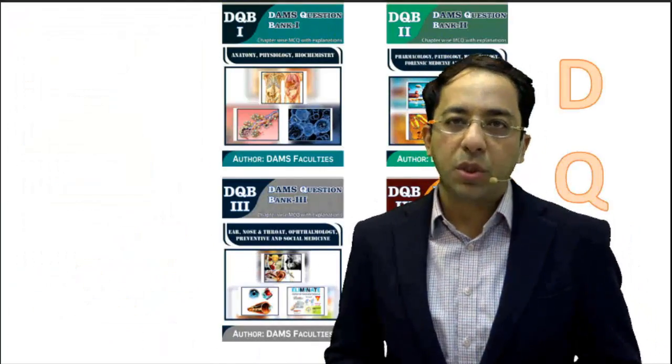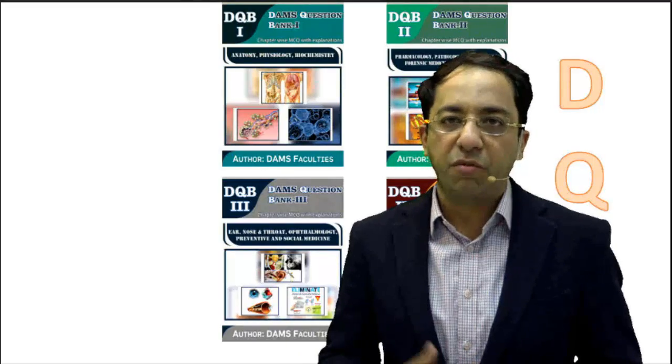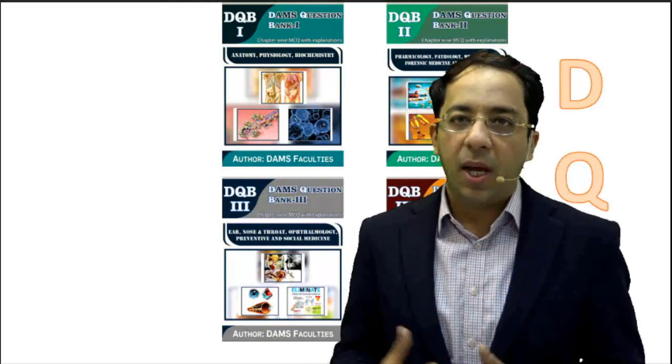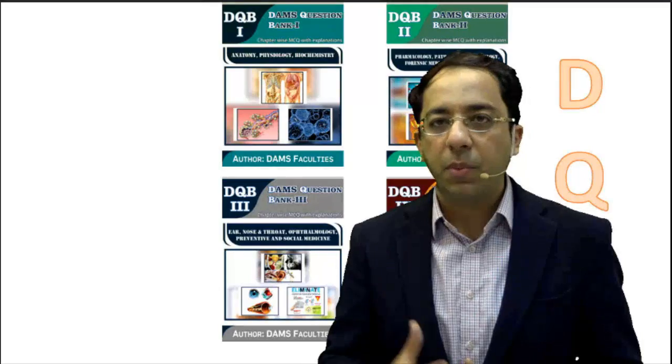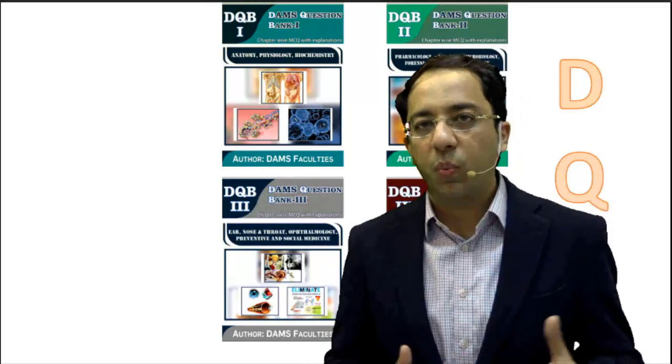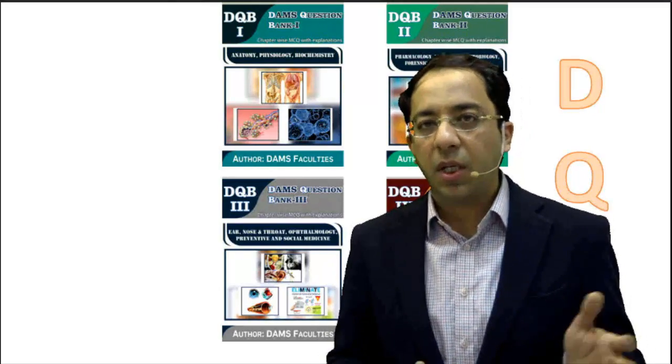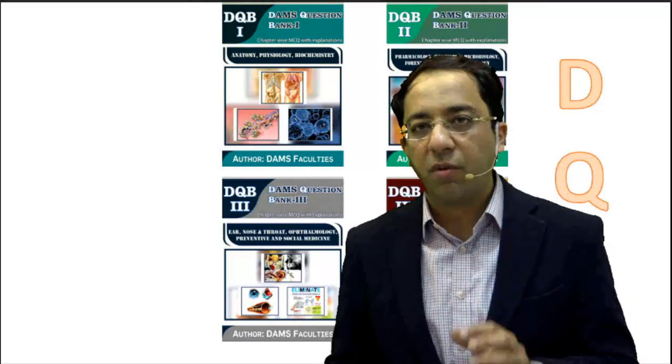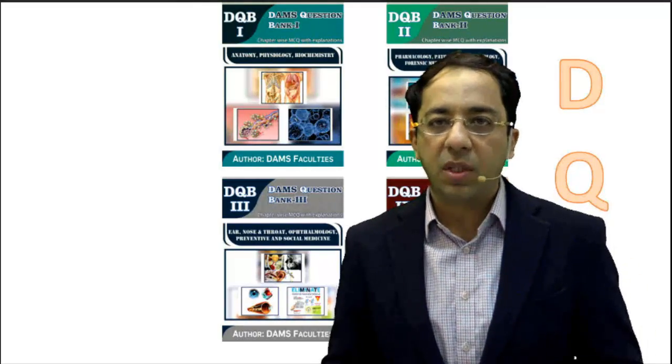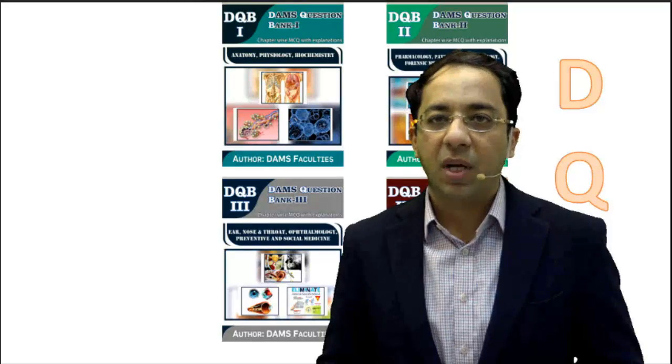This is the unique resource that we have today, DQB. It comes in 4 volumes in the print section as well, and it is written by the DAMS faculty members. These are all authentic answers verified and checked by DAMS faculty. It comes in 4 volumes: volume 1 for first prof, volume 2 for second prof, volume 3 for third prof, volume 4 for final prof. I wish you all the best.